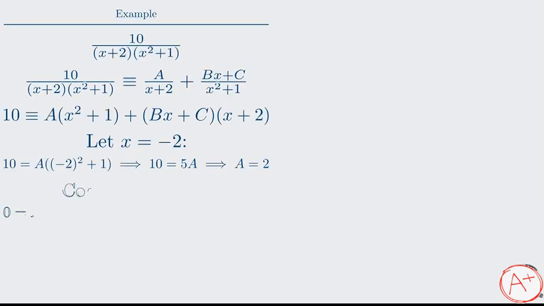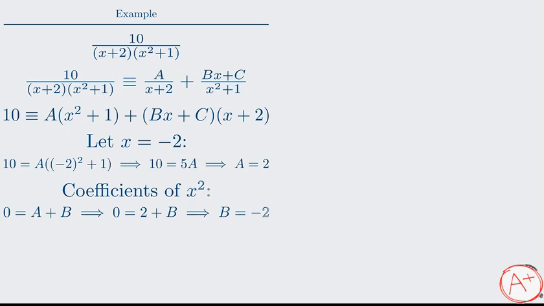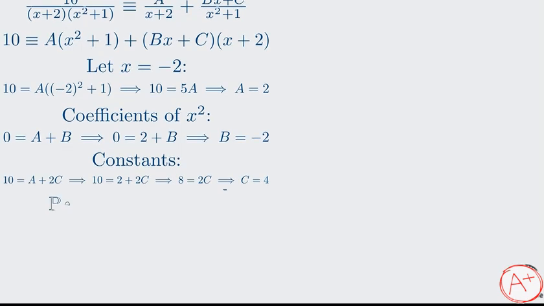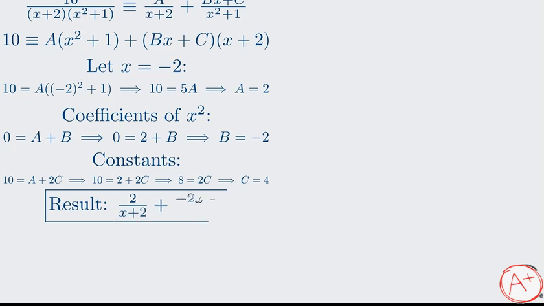Now that we have a, we can find b and c by equating coefficients. Let's look at the coefficients of x squared. There are no x squared terms on the left. Finally, let's equate the constant terms to find c. The constant on the left is 10. On the right, constants come from a times 1 and c times 2. This gives us our final decomposed form. Always double-check your signs when writing the final linear numerator.